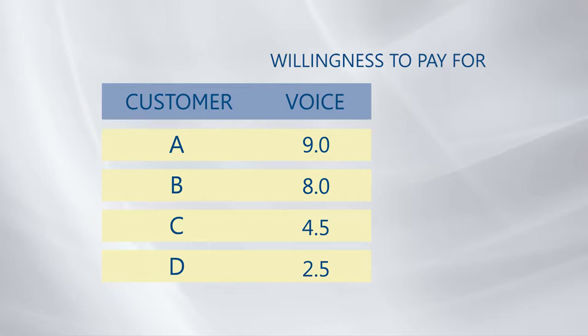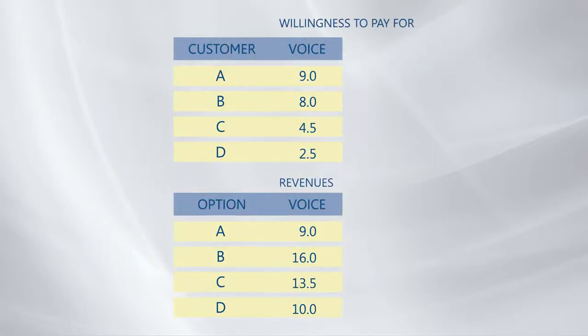What we can now do is try to see what's the revenue implication of charging, for instance, the highest price, charging a price of $9. We would see that the resulting revenues, as we sell only to one customer, would be $9. Our second alternative would be, let's lower our price to $8.